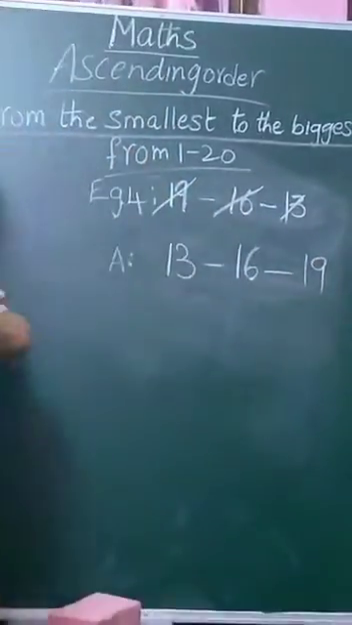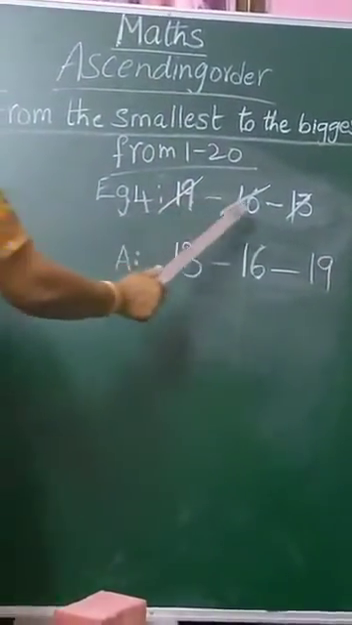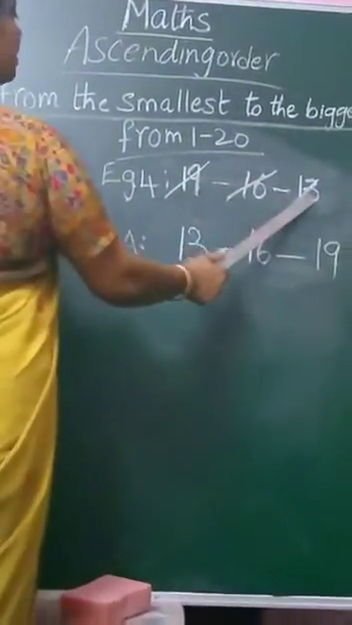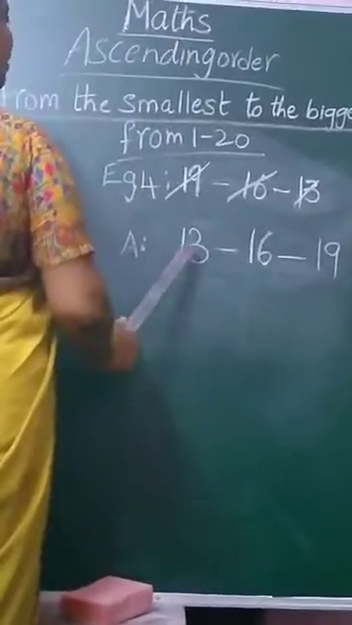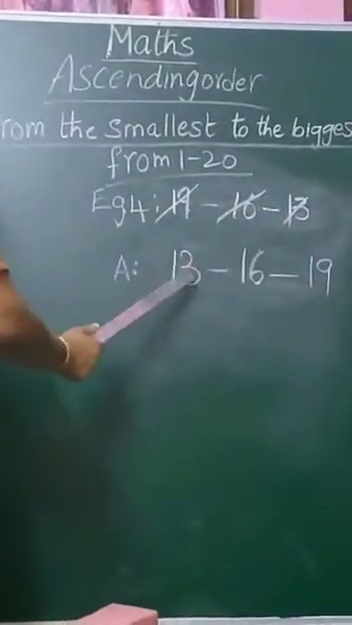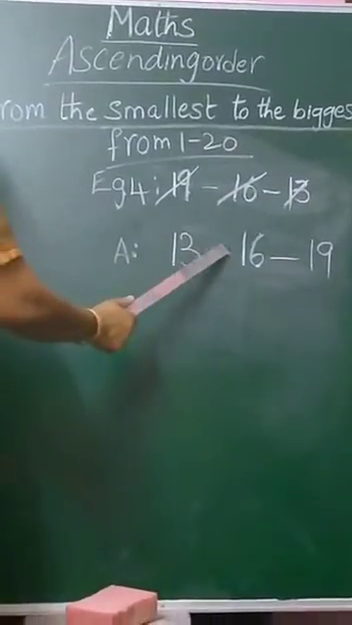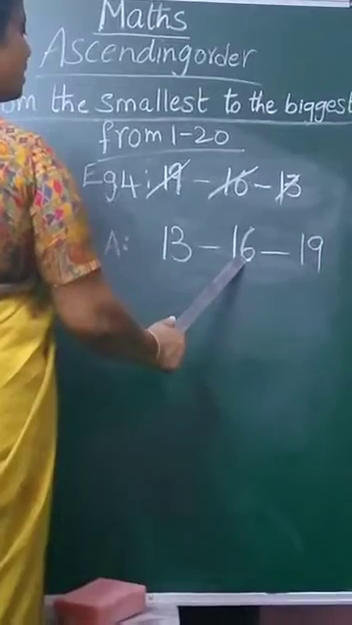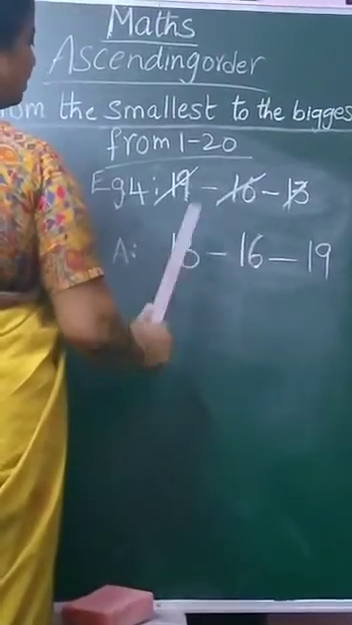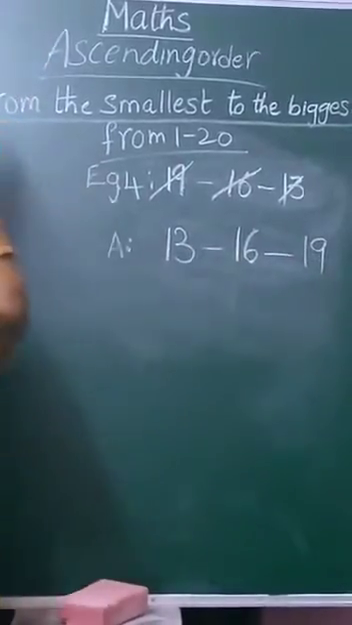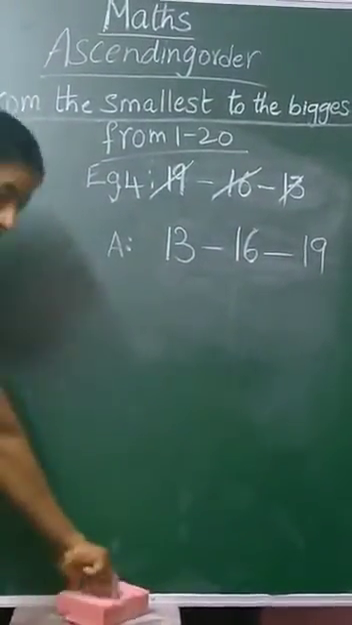Once again, I'll explain you children. Here 19, 16, 13 are the numbers. Out of these three numbers, 13 is the smallest number. Why? Because 1 to 12 numbers are not given. So I wrote it as 13 is the smallest number. Then after 14, 15 also not given. Then little bigger than 13 is 16. Then after 17, 18 also not given. 19 is the biggest number. Have you got children?